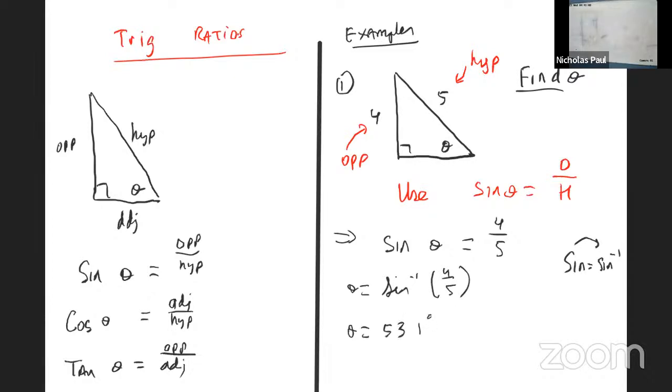53.1. Three significant figures, good. Go to calculator, press sine inverse, open brackets, 4 divided by 5, close brackets. If you have a Sharp, do it like that. If you have Casio, you don't have to worry about the brackets too much. Casio is the way to go. Yes, sir. Check it and make sure you're getting 53.1.